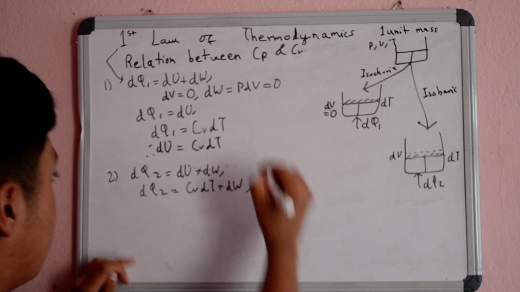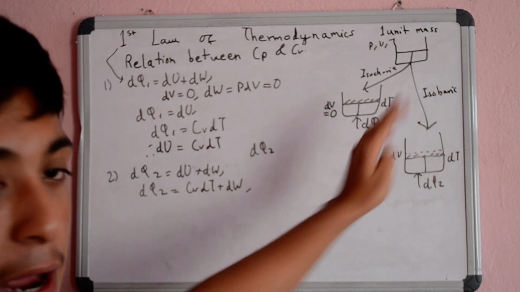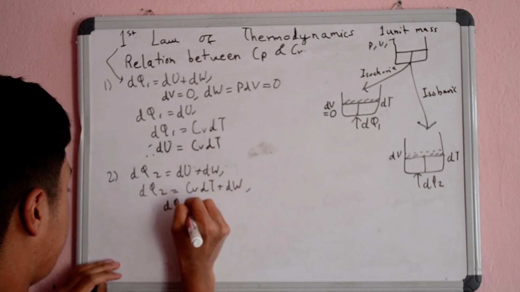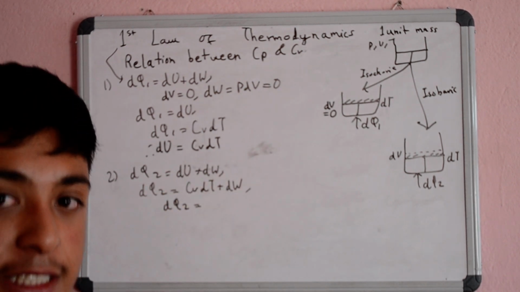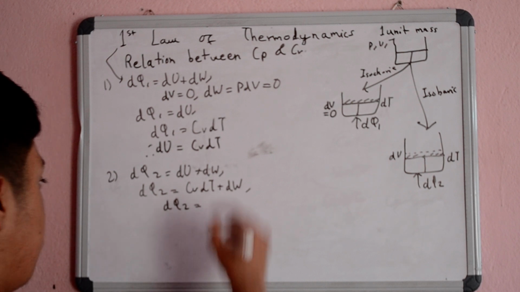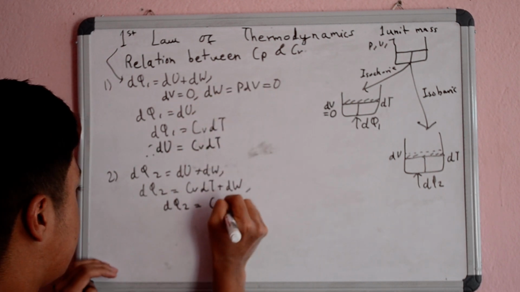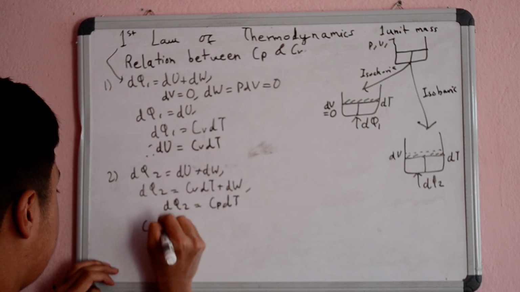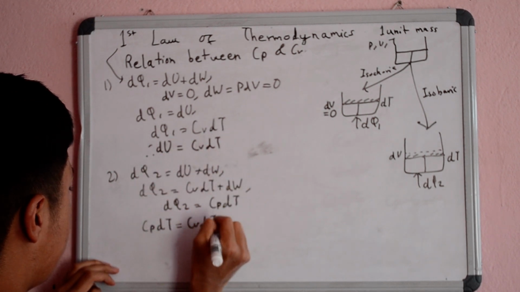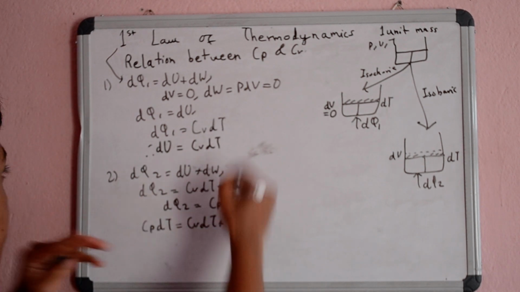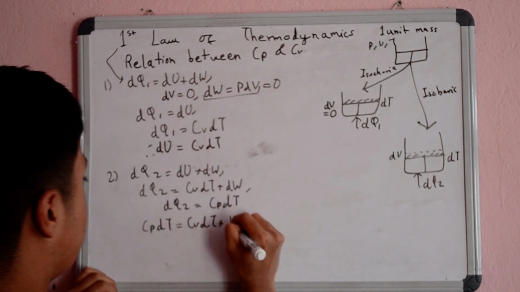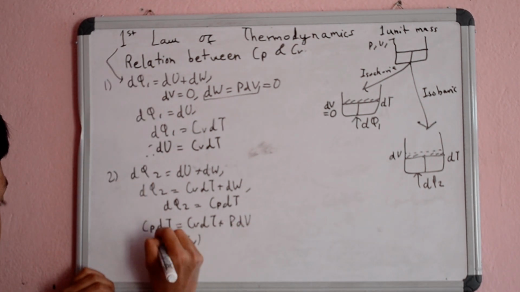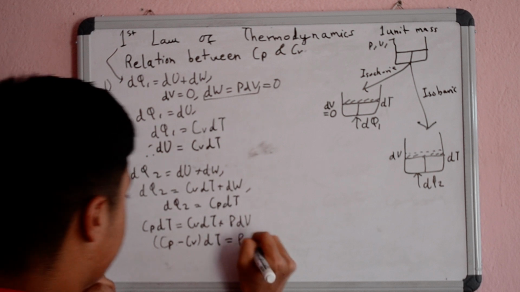Now again, we have dq2 in an isobaric process. So dq2 equals m s dT again, mass is 1, and for this one the specific heat constant is Cp, so Cp dT. Now we put that in here, so we get Cp dT equals Cv dT plus dw, and we know dw equals pdv, so (Cp minus Cv) dT equals pdv.